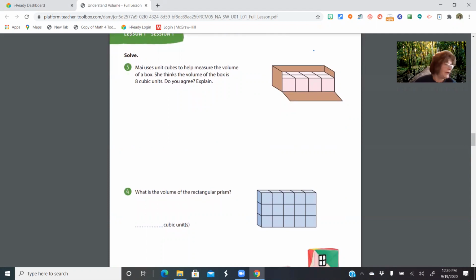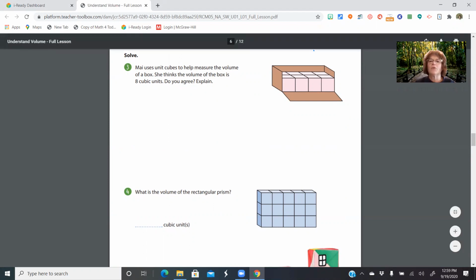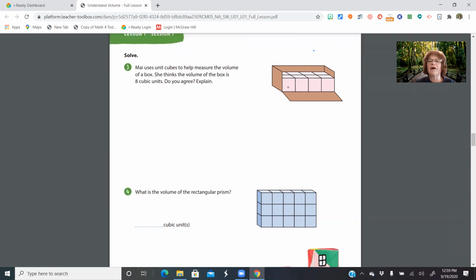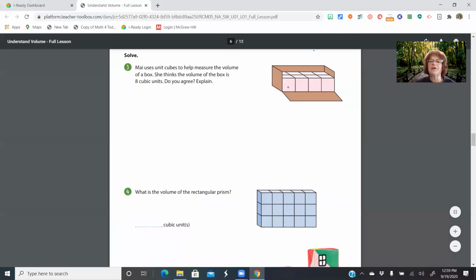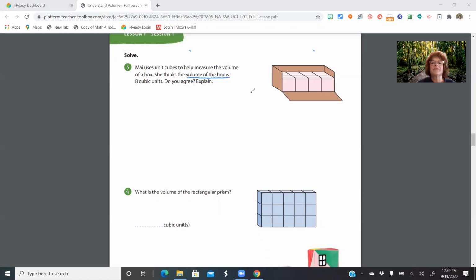So when we are in page 8 of your workbook, Mai uses unit cubes to help measure the volume of a box. She thinks the volume of the box is 8 cubic units. Do you agree? Let's look at this box. 1, 2, 3, 4, 5, 6, 7, 8. Well, there are 8 cubic units in there. That's true. But we want to know what the volume of the box is. But look at this. You see this space up here? It looks like we could probably get more unit cubes up there. So do you agree that the volume of this whole box is 8 cubic units?